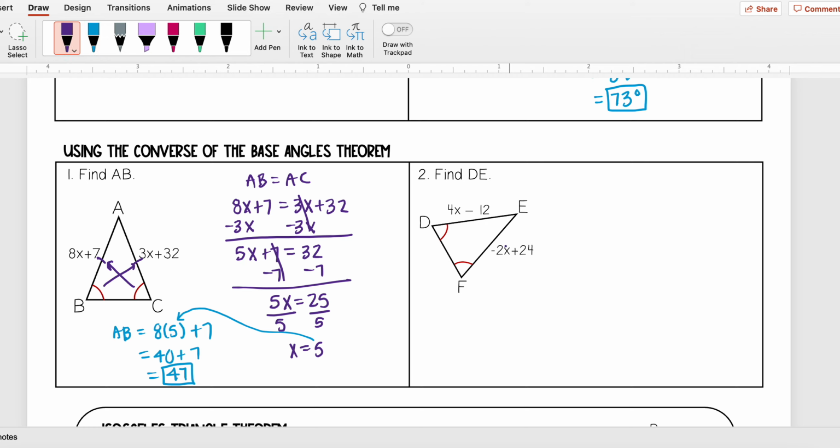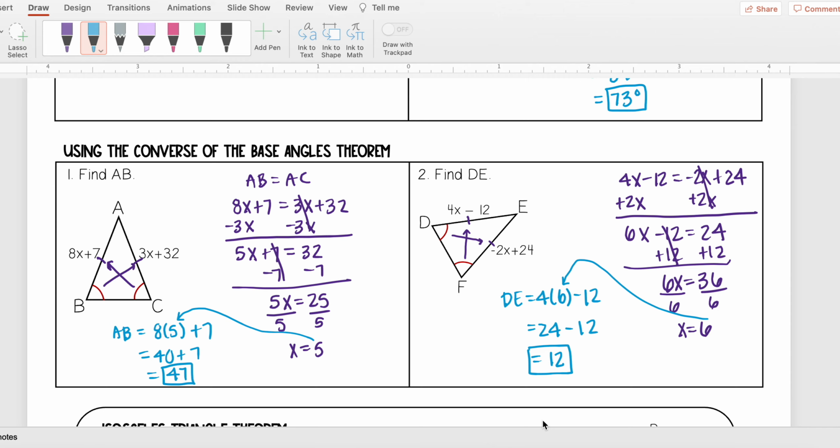Number 2, very similar. I have 2 congruent angles, and so I want to find the length of DE, and so I know that the sides opposite of my congruent angles are also congruent. And so I get 4x minus 12 is equal to negative 2x plus 24. And then I can solve from here. So go ahead and pause the video. I want you to finish solving. When you think you have it, go ahead and press play.